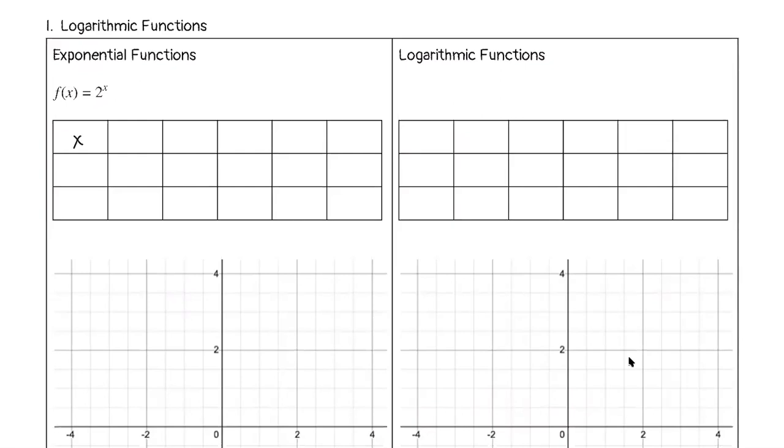We have our x, and we pick values like -2, -1, 0, 1, and 2. And then for our f of x, I had left two lines so we could practice what it means to have a negative exponent. So if we plug in the numbers, we've got 2 to the -2, 2 to the -1, 2 to the 0, 2 to the 1, 2 to the 2. And then we could simplify to 1/4, 1/2, 1, 2, and 4.